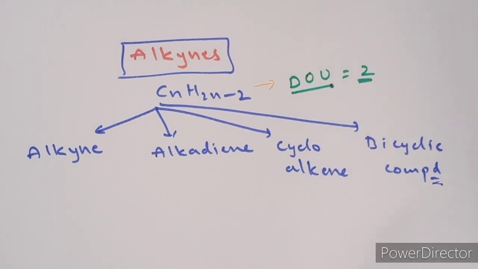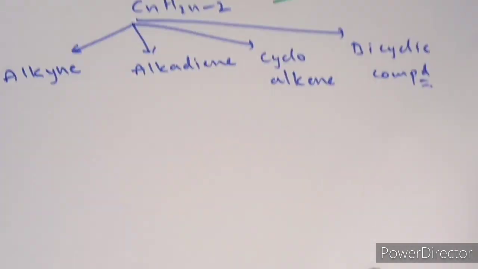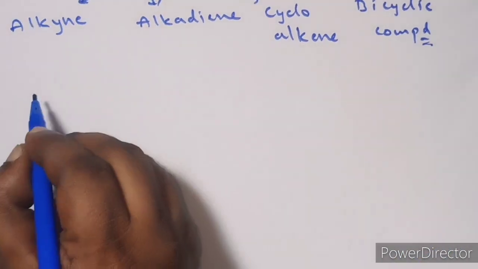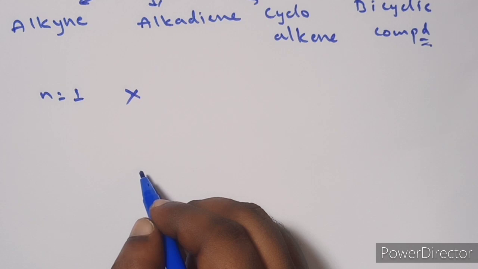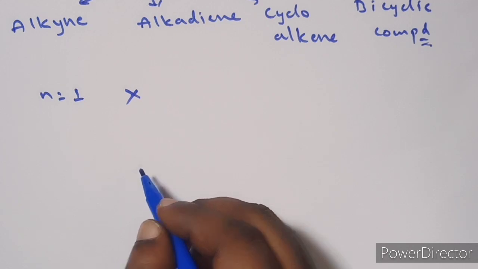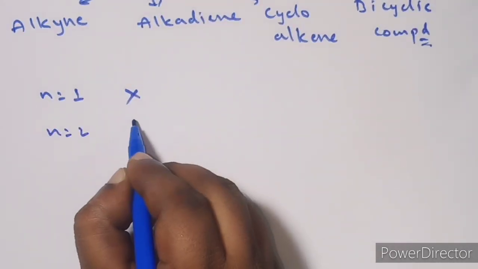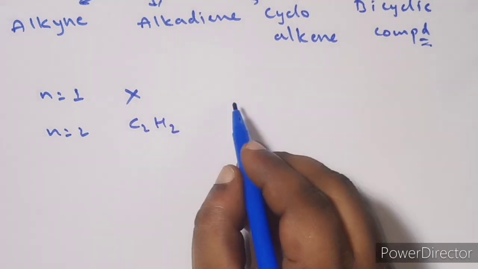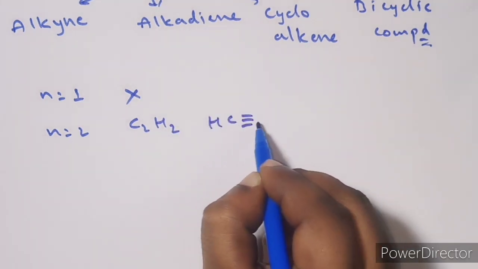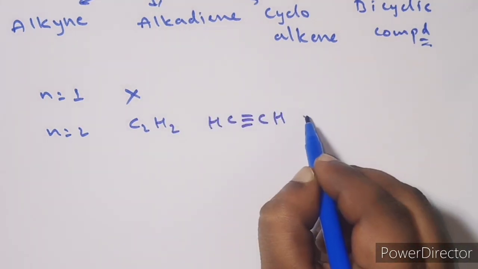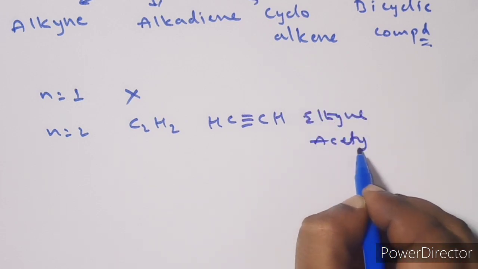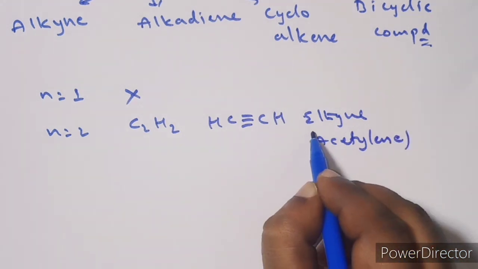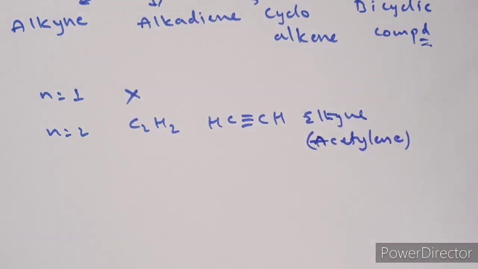Now let me tell you a few examples. If n is equal to 1, can you write any alkyne? No, we cannot, because to write alkynes it requires a minimum of 2 carbons. If n is equal to 2, what is the formula? C2H2. With this formula you can write CH triple bond CH, called ethyne, and the common name of this molecule is acetylene. Acetylene exists in the gaseous state, and it is used in gas welding and for ripening fruits.